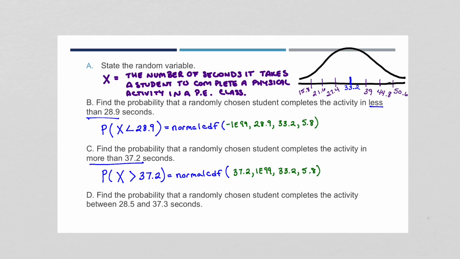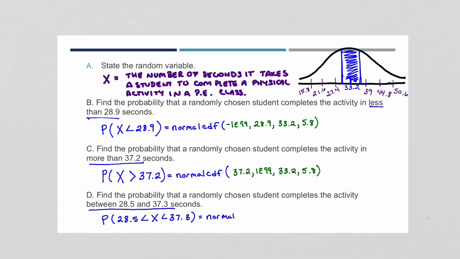Lastly, we want to find the probability that a randomly chosen student completes the activity between 28.5 and 37.3 seconds. So 28.5 is somewhere here, and then 37.3 is somewhere here. So this time, our shading is going to happen somewhere in between these bounds. So our probability notation is going to be a compound inequality. There we go. So we are interested in the student that is between those two times.